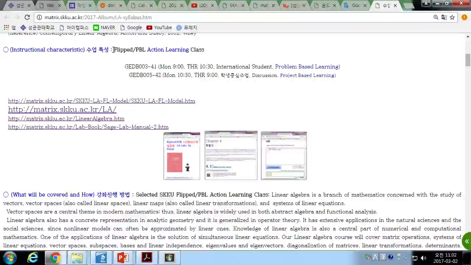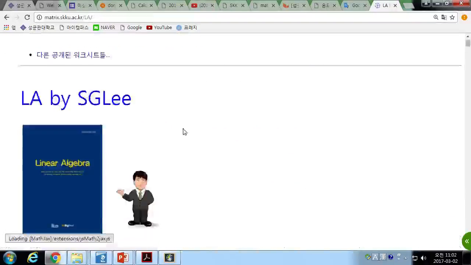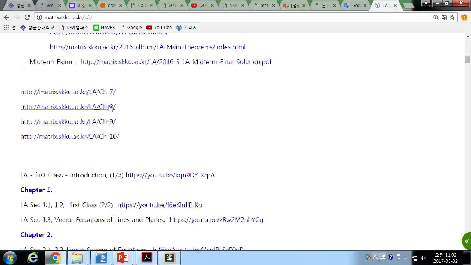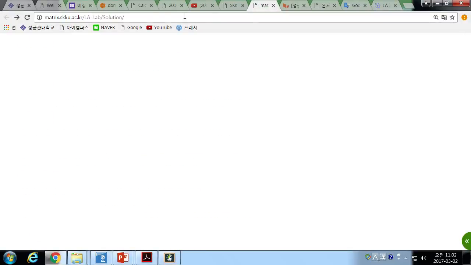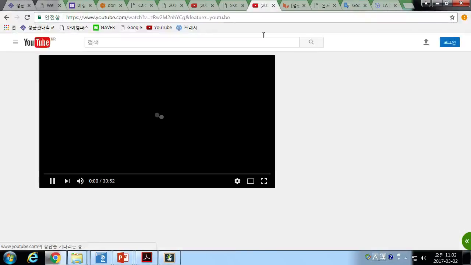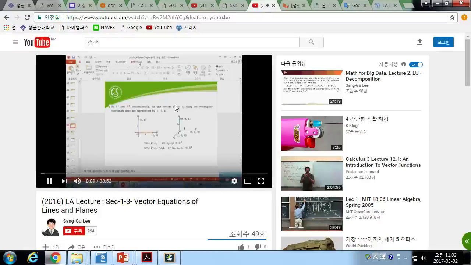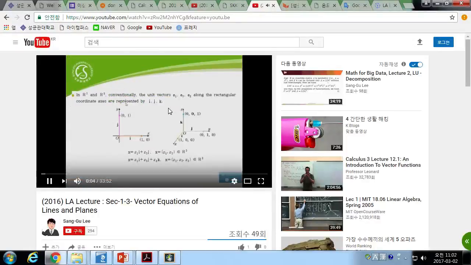Most of the linear algebra classes at Sungkyunkwan University were designed as flipped and PBL action learning classes. So the introduction was given in here. And as you see, all the lectures were already saved in here. For example, section 1.3 here. This is a lecture of section 1.3, which was saved last year.